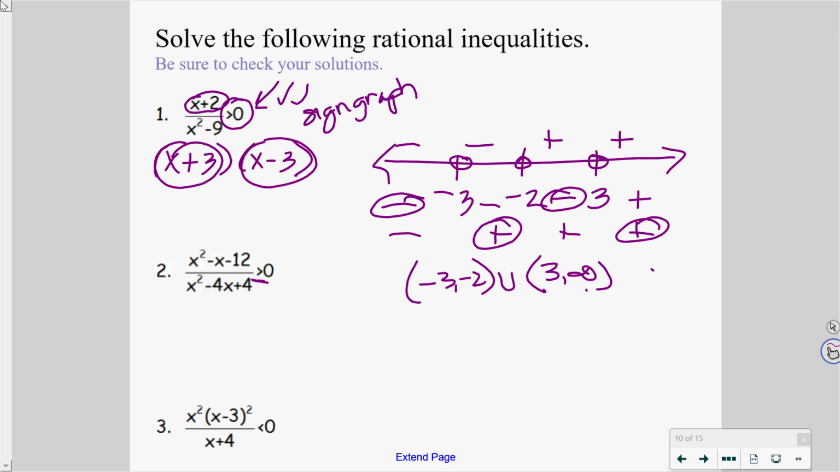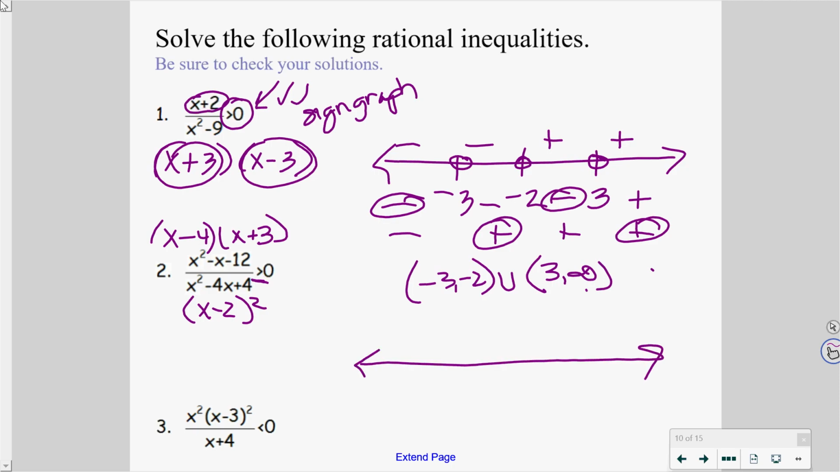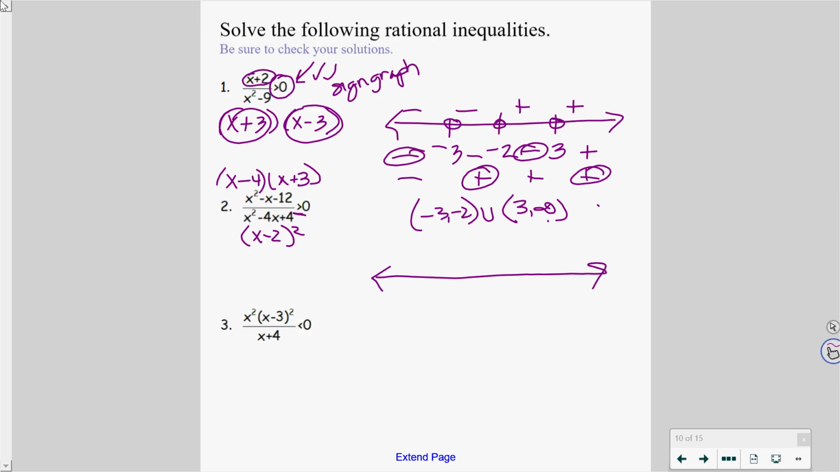Let's add in this one: least number of sign graphs. See if you can do that. Check with each other, see if you agree.